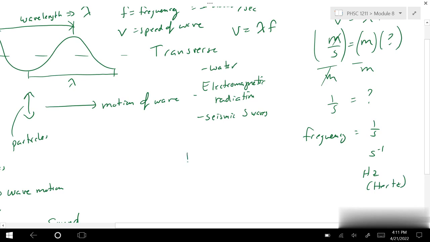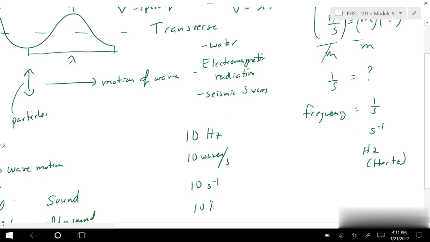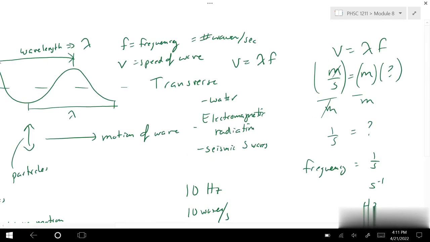or hertz is a common way of writing as well. They're all the same thing. So if you have 10 hertz, it's 10 waves per second, or 10 inverse seconds, or 10 1/seconds. You can write it all the same. It's going to be the same scenario there.